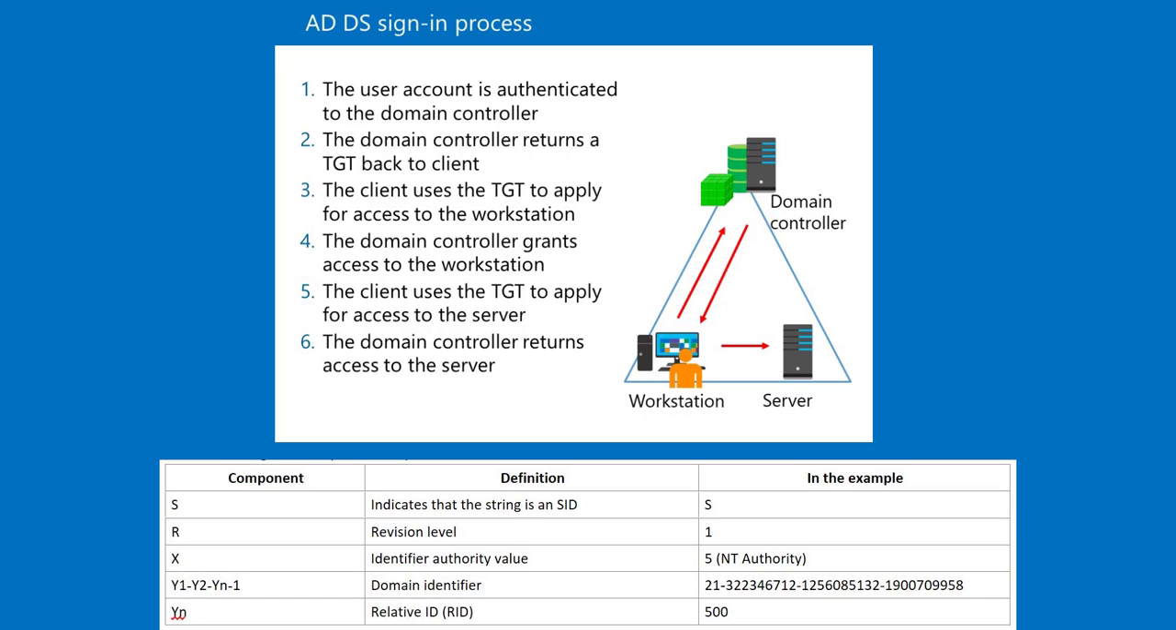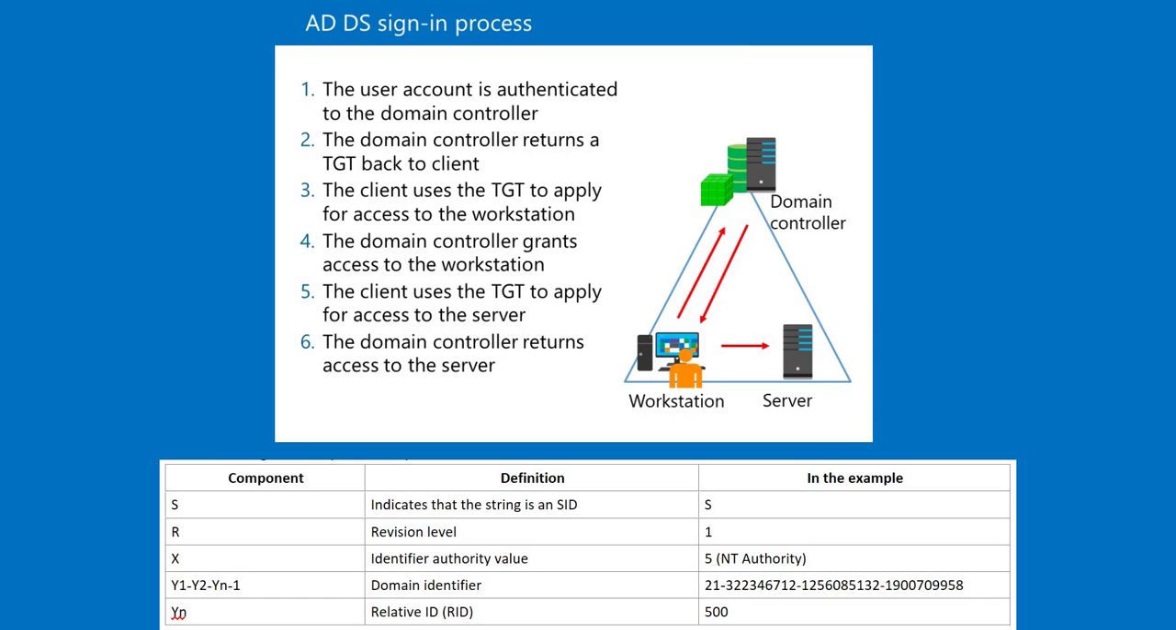YN, relative ID, RID, 500. Every user and computer account and every group that you create has a unique SID. The SIDs differ from each other only because of the unique RID. The SID in the example is a well-known SID for the domain administrator account. Default accounts and groups use well-known SIDs. The domain administrator account's SID always ends with 500.